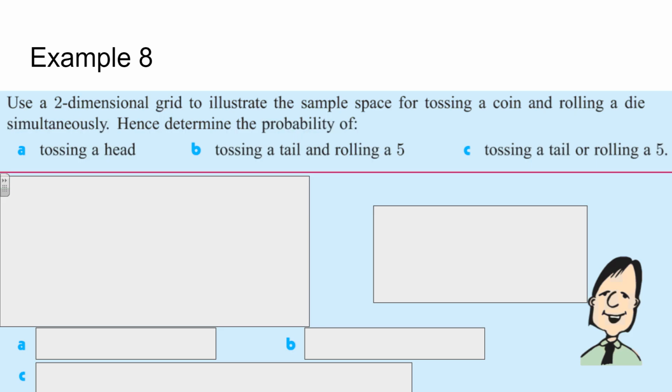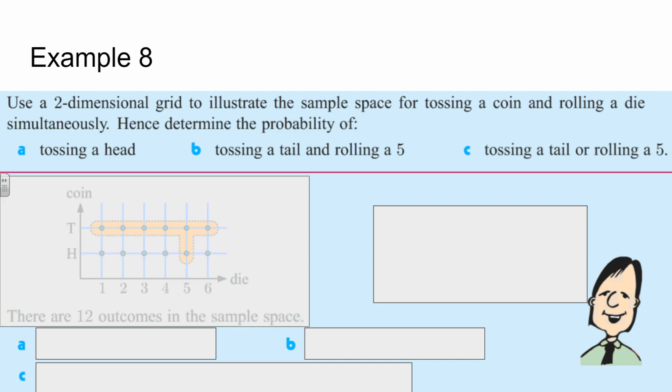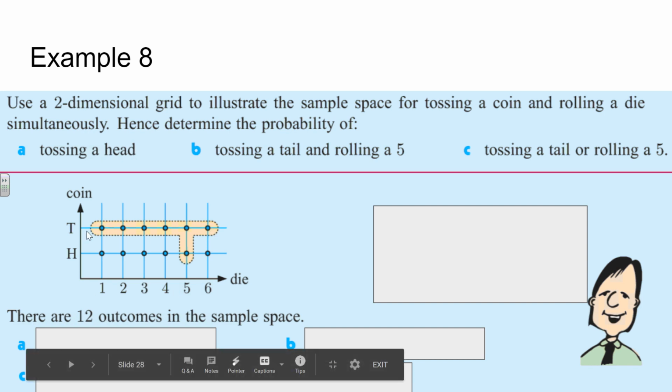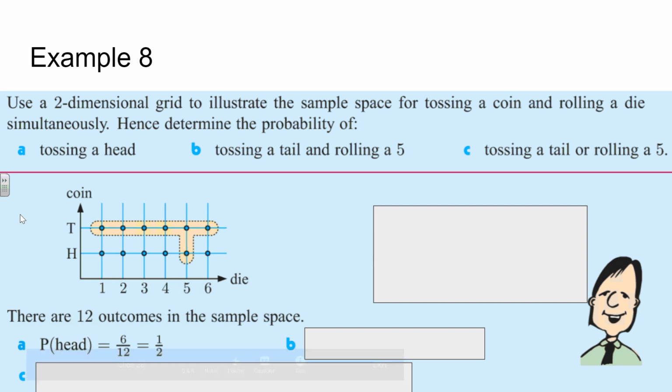Let's take a look at this example here. It says, first of all, use a 2-dimensional grid to illustrate the sample space of tossing a coin and rolling a die. So tossing a coin could be heads or tails. Rolling a die could be anywhere between 1 through 6, inclusive integers there. So here's our 2-dimensional grid. Now, if I'm looking for the probability of tossing a head, there are 1, 2, 3, 4, 5, 6 outcomes that correspond to tossing a head out of a total of 12 total outcomes. Therefore, the probability of tossing a head is 6 out of 12 or a half.